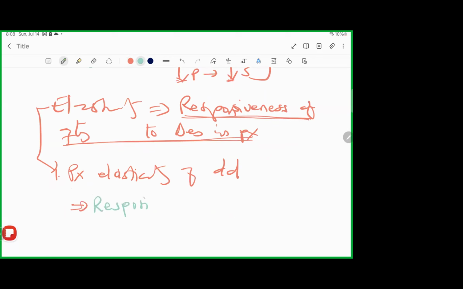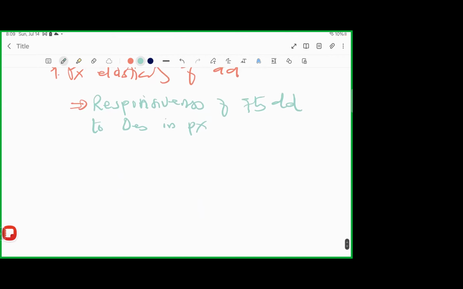We are looking at the responsiveness of what? Of quantity demanded to change in what? Price. That is measured by what is called elasticity. So elasticity measures the responsiveness of quantity demanded to changes in price.